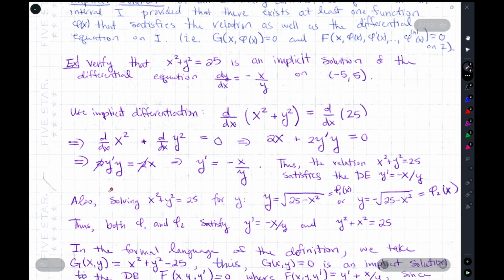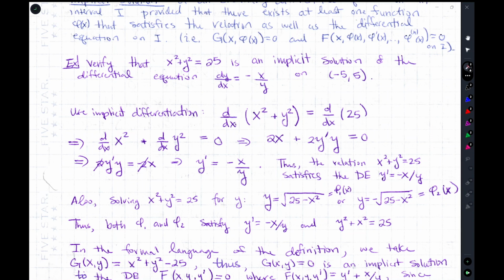And we could then solve for y prime, and we get this. And of course, on the right-hand side, we had 25. Taking the derivative of that is 0. And so the differential equation is satisfied anywhere on the circle. Okay?